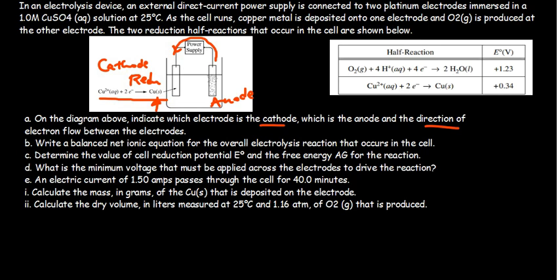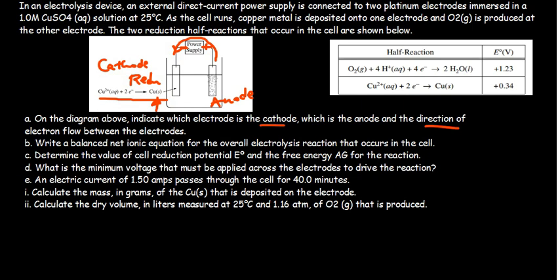So we've answered the first question. Of course, just a reminder, the anode is always connected to the positive part of the battery. The negative, that's the cathode. So, write a balanced net ionic equation for the overall electrolysis reaction that occurs in the cell. Okay, so we need to write the balanced net ionic equation.